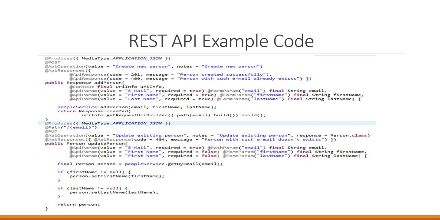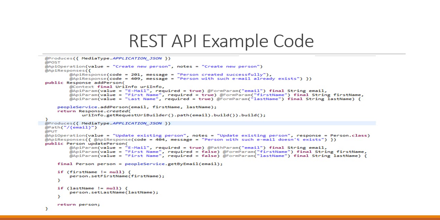Then some more examples, you can see how to add a person with the POST operation. Here you can see the POST operation and the response. Once you post, the person is created successfully, 201. And 409 means that if you are going to create one more record and the record already exists, we can throw a 409 error.